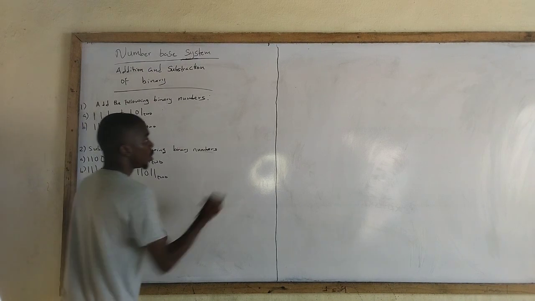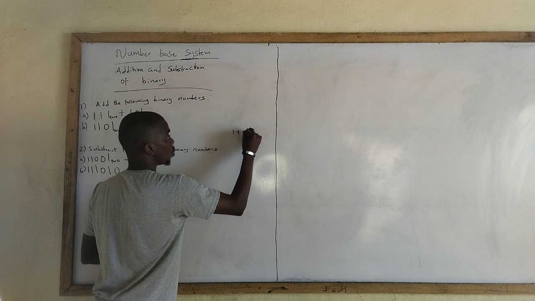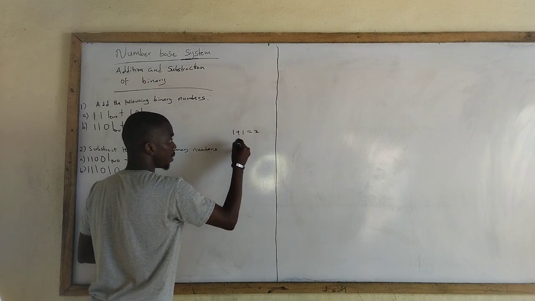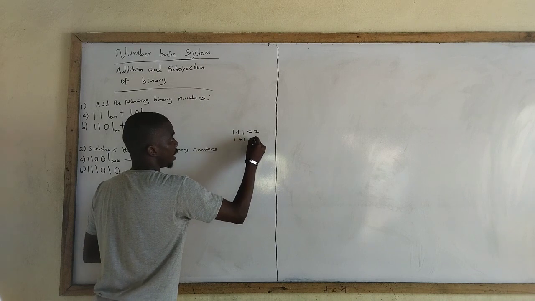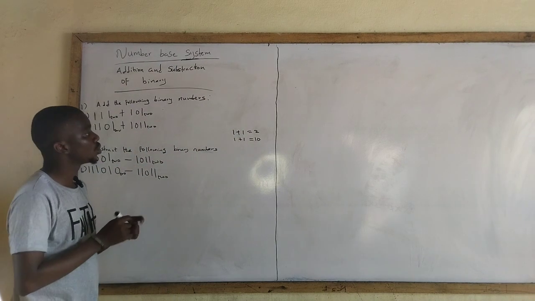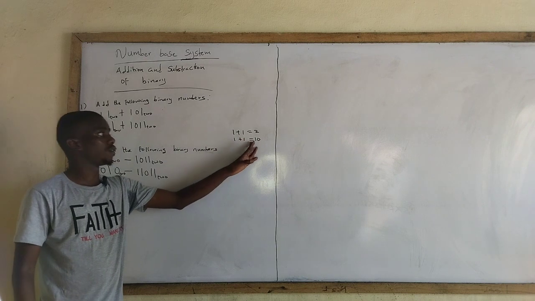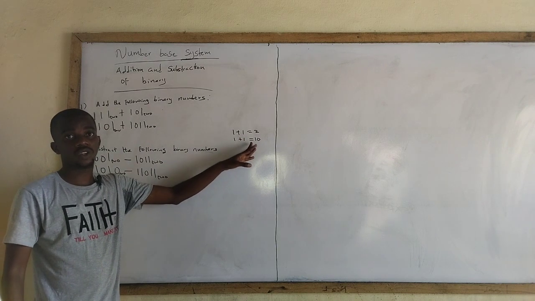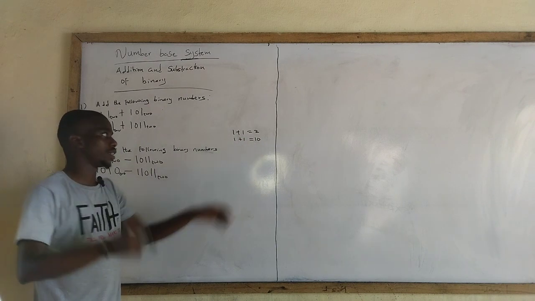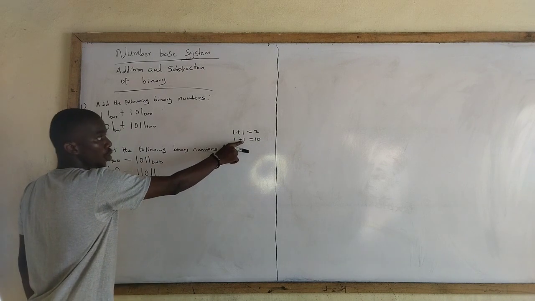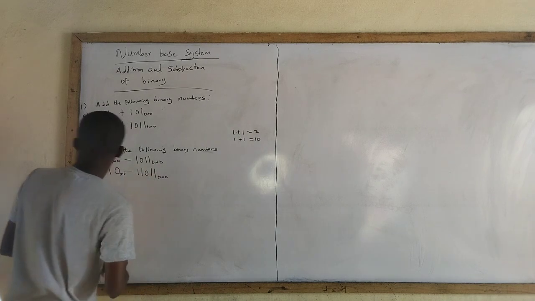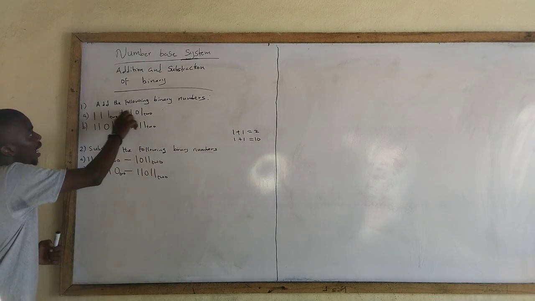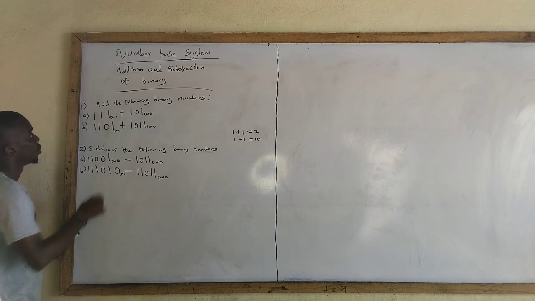In base 10, 1 plus 1 is equal to 2, but in binary 1 plus 1 is equal to 10. Note this. I'm going to show you in the course of the addition why it is so. All right. But note, 1 plus 1 in binary is equal to 10. Okay. So the first question says, add the following binary numbers.